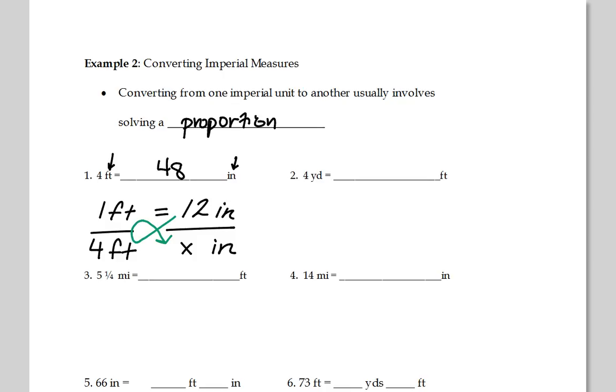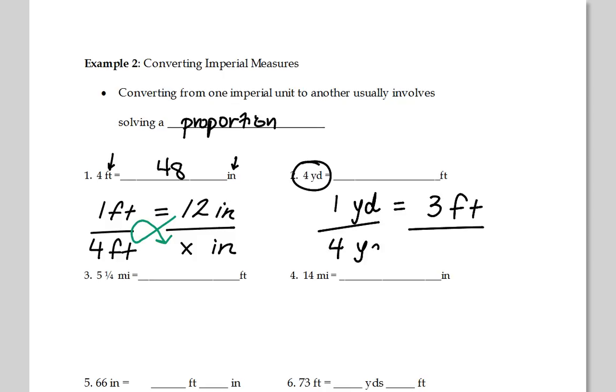Yards to feet. Go to the chart, write it down. What is the relationship between yards and feet? 1 yard goes with 3 feet. What did they give me? 4 yards. Where do I put the 4? With the yards. Yards goes with yards. Then this will be x feet. And then you can cross multiply. Clearly this is 12. 3 times 4 divided by 1.